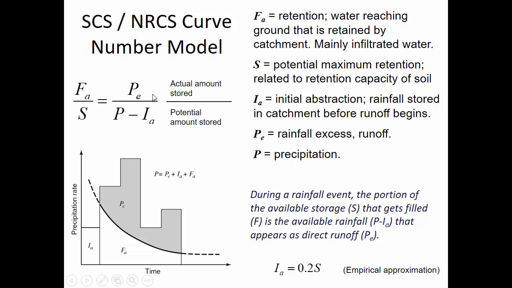And for the initial abstraction, it's pretty common to just assume that it's 20% of the storage parameter. The storage parameter, we're going to estimate based on what kind of soil we have in the watershed and what's on top of the soil. So S, we can go to tables to calculate based on what's called a curve number, but the initial abstraction, we don't have as precise a way to estimate that directly, and so just as a placeholder, it's common to assume that initial abstraction is 20% of storage.